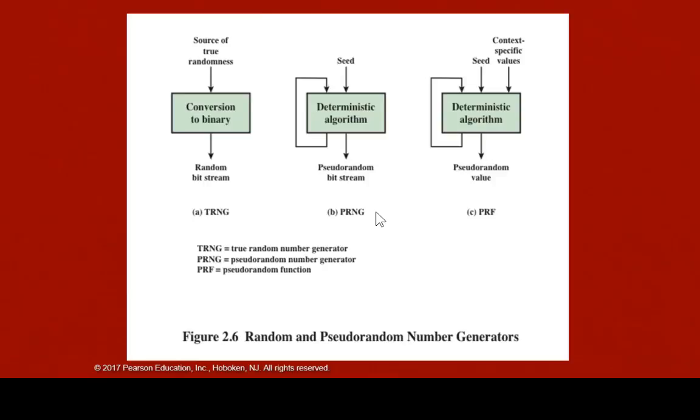Typically, as shown in the figure, there is some feedback path by which some of the results of the algorithm are fed back as input as additional output bits are produced. The important thing to note is that the output bit stream is determined solely by the input value or values, so that an adversary who knows the algorithm and the seed can reproduce the entire bit stream.